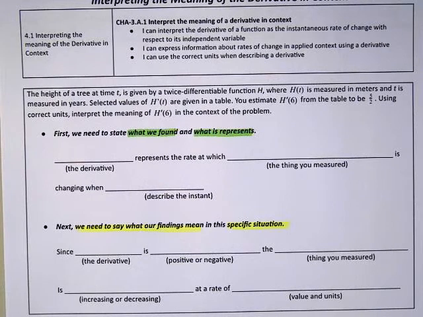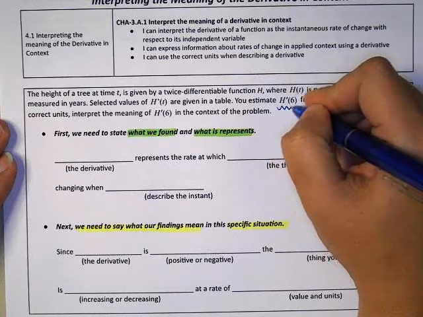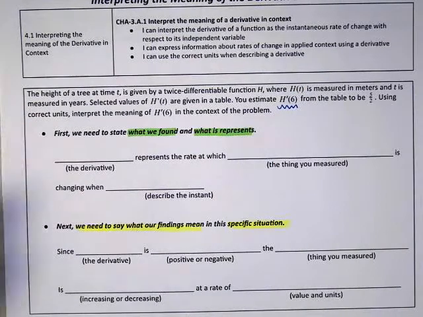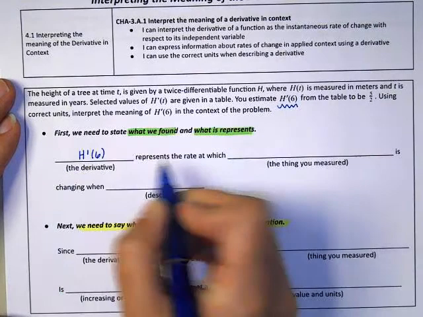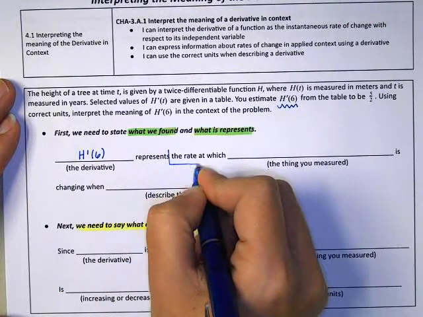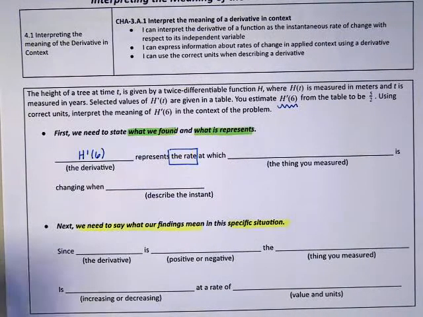So the first thing we're going to start with is, what is the derivative that we found? Because if we are going to explain what it means, we need to say what we actually found. So in this problem, we actually found h prime of 6. So our first sentence is going to start by saying h prime of 6 represents the rate. And the reason we're going to use the words the rate here is that a derivative is always the rate of change of a function at a single point. So this is basically the definition of what we found.